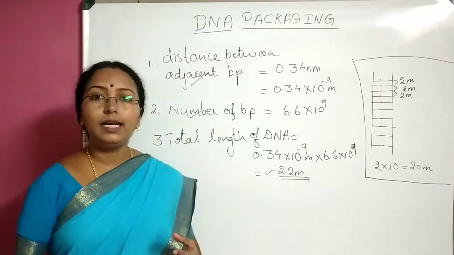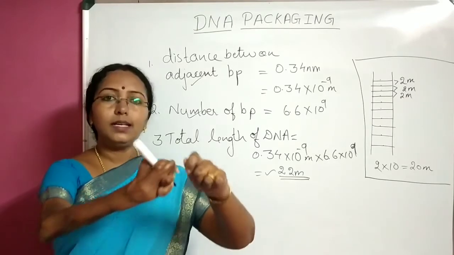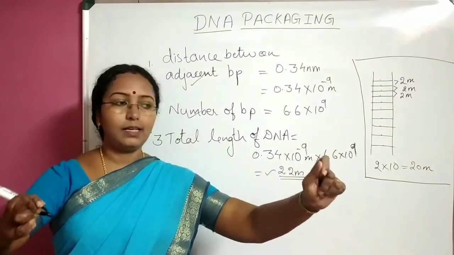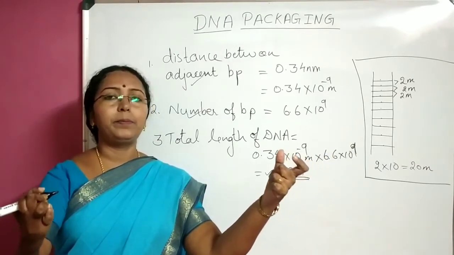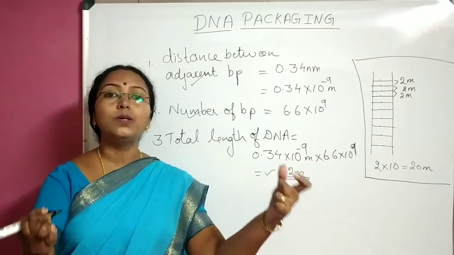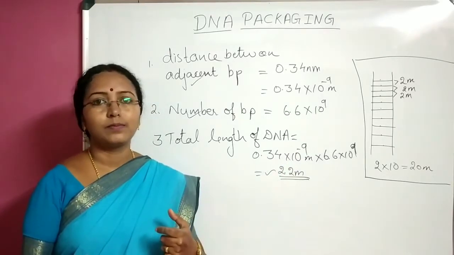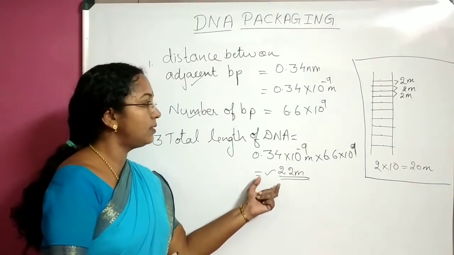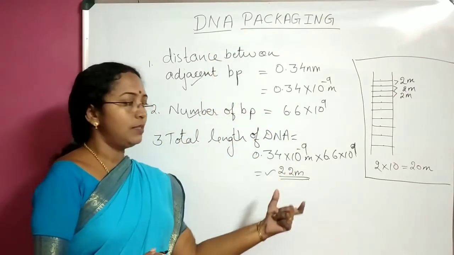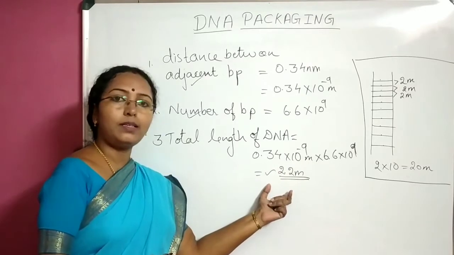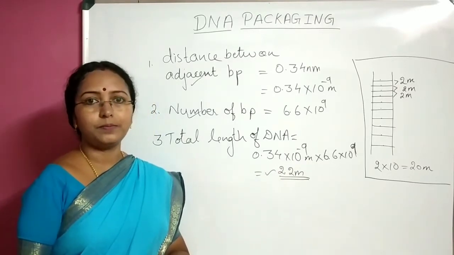So in every cell of our body, if you take the DNA and stretch it as a line, a thread like this, the length will be approximately 2.2 meters. So that is the length of our DNA. Why am I connecting this to this particular topic, packaging? Let's understand that. Now you understood how to calculate the total length of our DNA molecule.